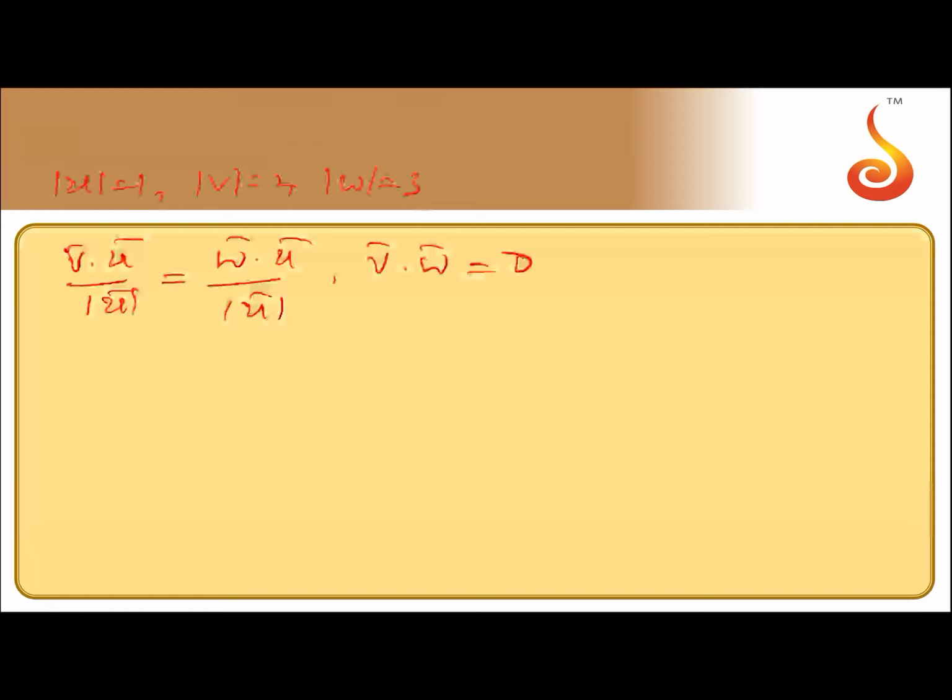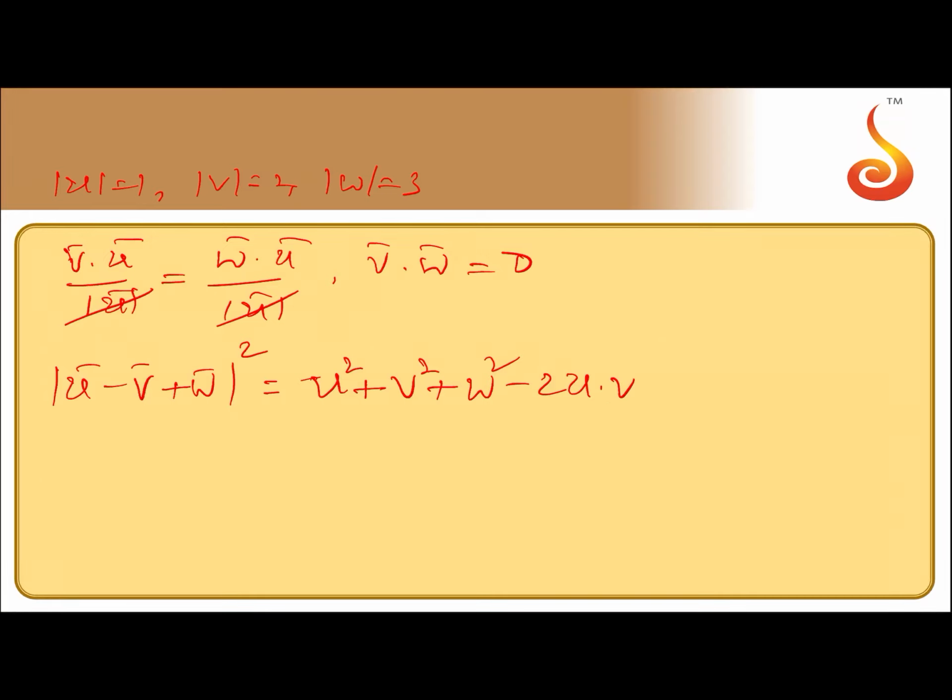Then find the modulus of U minus V plus W. Can I take U minus V plus W whole square? Here the modulus of U gets cancelled. The square of this one, (A minus B plus C) whole square, is nothing but U square plus V square plus W square, minus 2 U dot V, minus 2 V dot W, plus 2 times U dot W. Magnitudes are given, so you can substitute. U square is 1, V square is 4 and W square is 9. And V dot W is equal to 0.